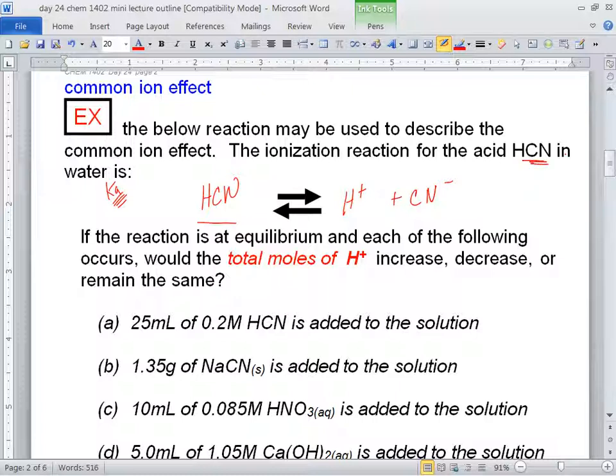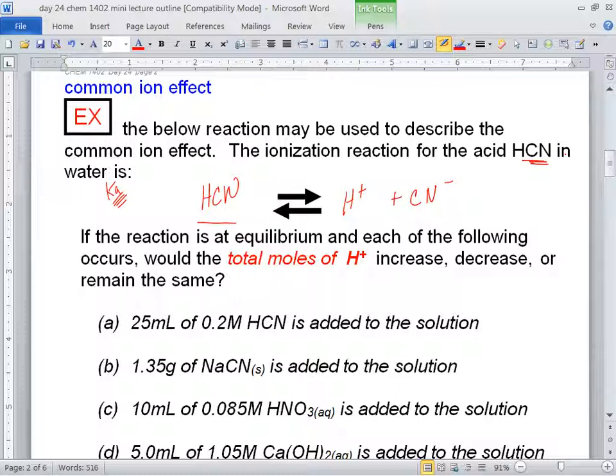Where does the equilibrium lie here? In other words, Mia, because I've got a double arrow going on here, do I have a whole lot of product or a whole lot of reactant? They're assuming you know this, because HCN is what type of acid? Is it strong? It's a weak acid. So that means there's hardly any product.